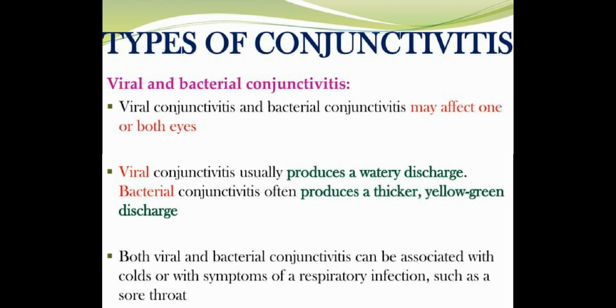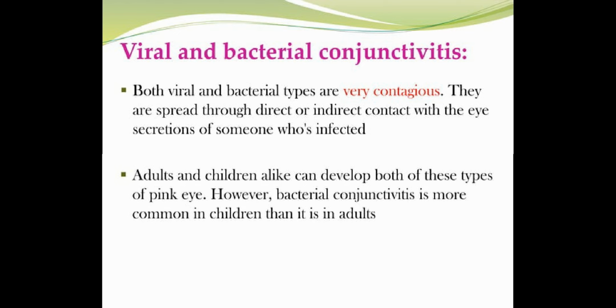Now coming to the types of conjunctivitis. First, viral and bacterial conjunctivitis. Viral conjunctivitis and bacterial conjunctivitis may affect one or both eyes. Viral conjunctivitis usually produces a watery discharge and bacterial conjunctivitis often produces a thicker yellow-green discharge. Both viral and bacterial conjunctivitis can be associated with colds or with symptoms of a respiratory infection such as sore throat. Both viral and bacterial types are very contagious.